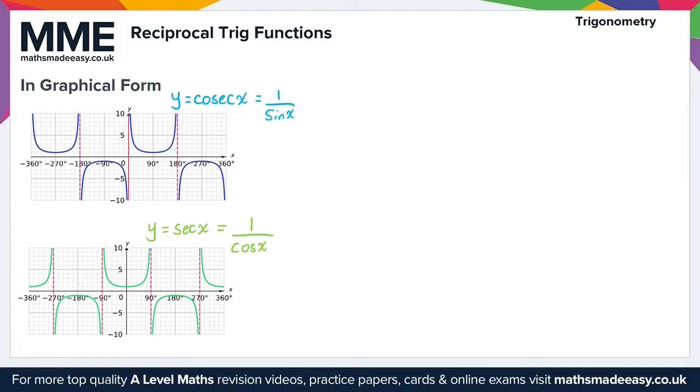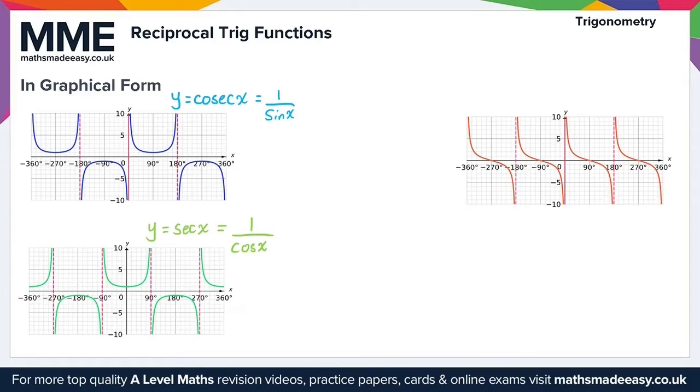And finally then, to complete the set, let's take a look at cotangent x. So cot x here. If we use an appropriate pen colour, this is y equals cot x. Now again, we have asymptotes at x equals minus 180 degrees, at 0 degrees, and 180 degrees. So that gives us the graphical form of cot x. That gives us everything we need for taking a look at the reciprocal trig functions in graphical form.